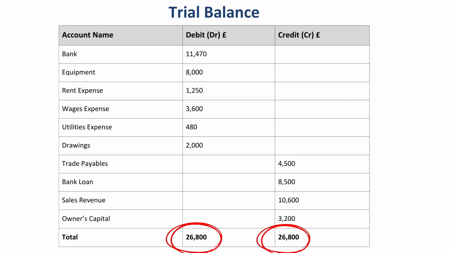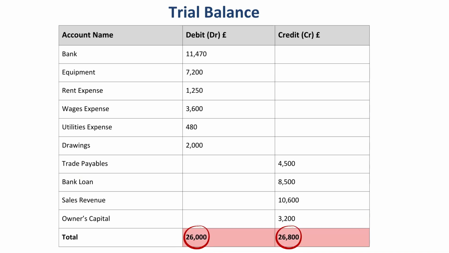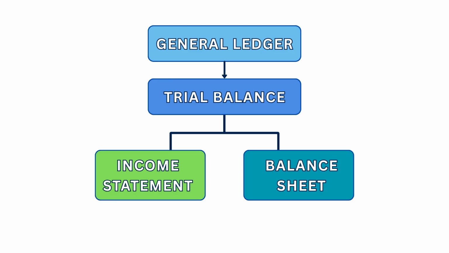Second, check mathematical accuracy. If total debits equal total credits, it suggests the arithmetic is correct. Third, help identify mistakes. If the totals do not agree, an error has likely occurred in the bookkeeping process. And fourth, prepare for financial statements.